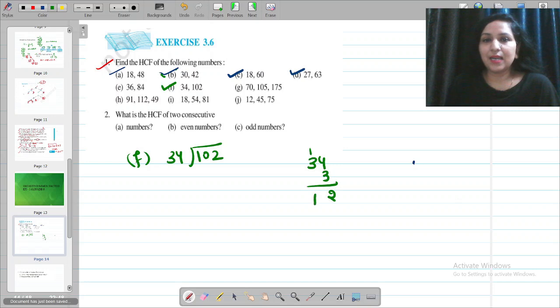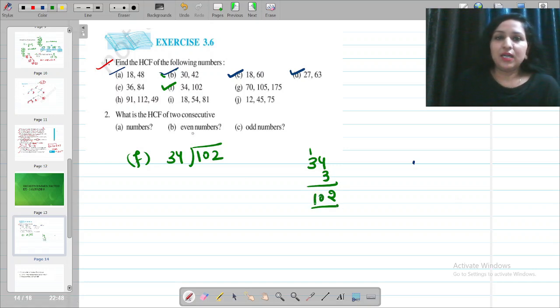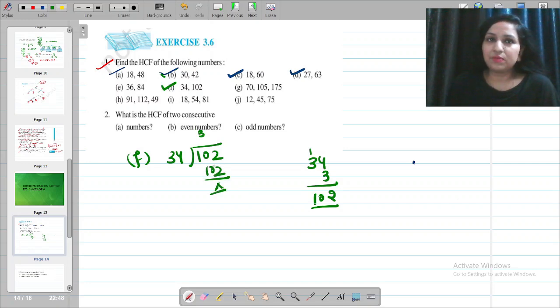Plus 1 is 10. We have got 102 in one shot only. So 34 into 3 is 102. This number is completely divisible by 34. What does the rule say? The number which gives me the remainder 0 is the highest common factor. So what's your answer here? This number 34 is giving me the remainder 0. So your highest common factor here is 34. Good to go?